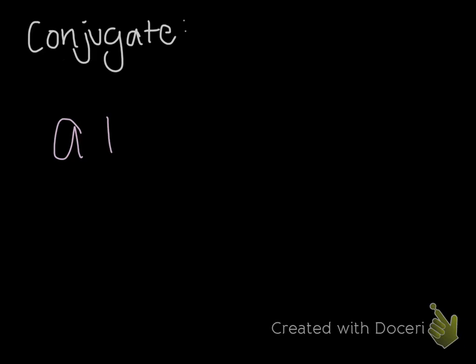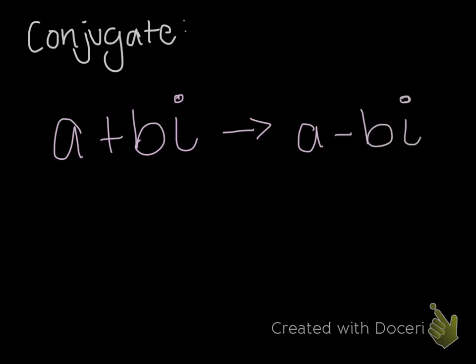So the conjugate is, if I have a complex number a plus bi, the conjugate becomes a minus bi. So notice the part that is imaginary is the part where the sign flips. The real number stays the same.